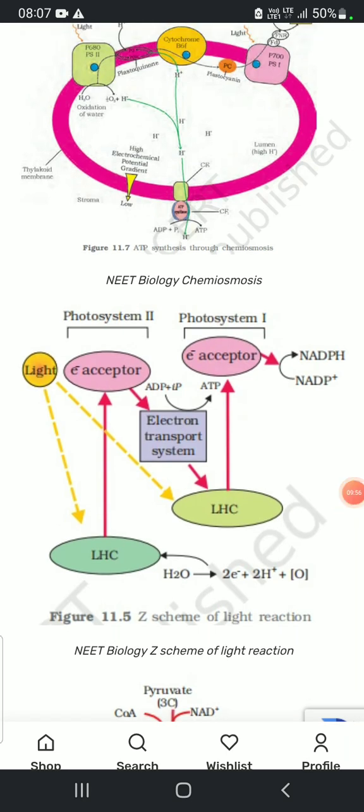In the ETS, ATP is formed from ADP, and in PS1, after the electron is accepted, at that time NADP plus is converted into NADPH.